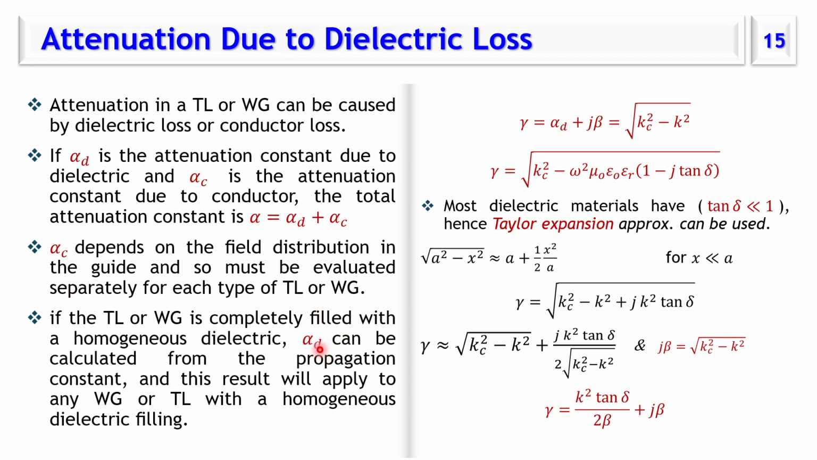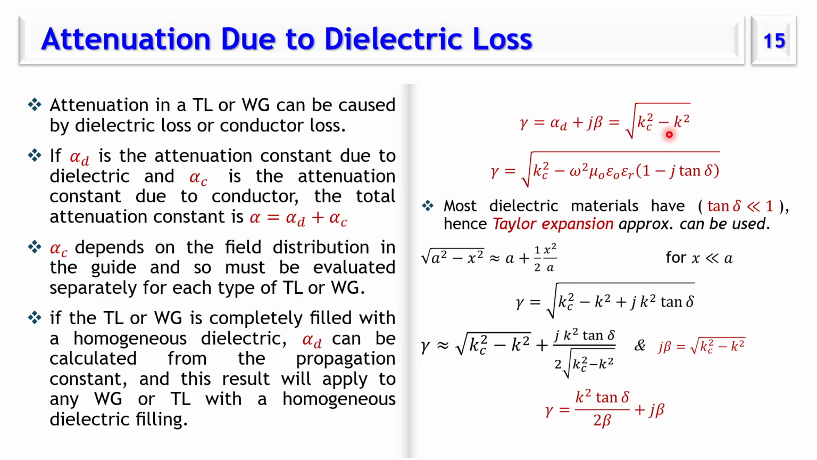For alpha D, we don't need to study the wave structure inside the dielectric. The attenuation constant of the dielectric can be calculated from the propagation constant and applies to any waveguide or transmission line that's filled with a homogeneous dielectric. So the propagation constant in this case will be complex, and it would equal alpha D plus j beta. We are just ignoring the alpha C for now.